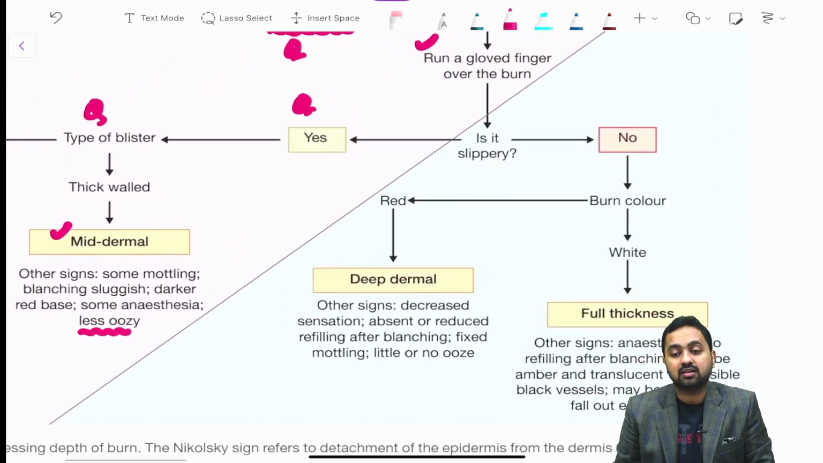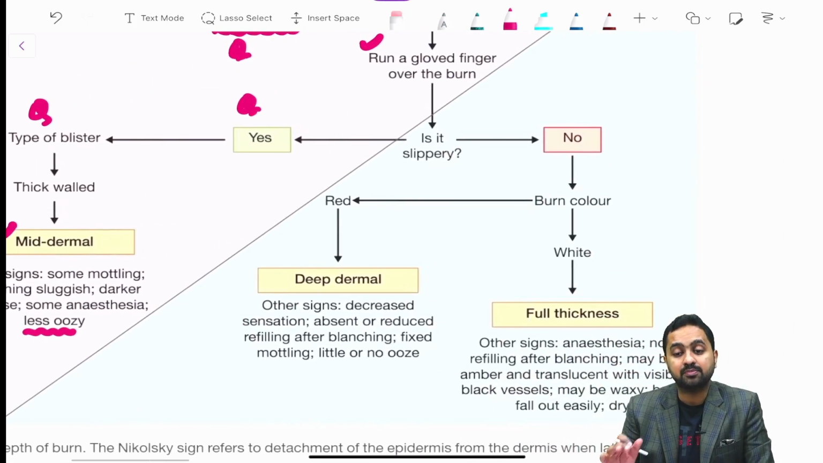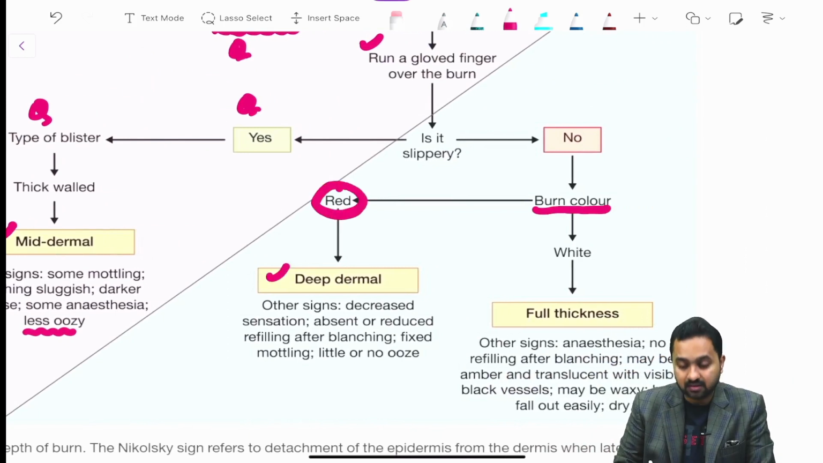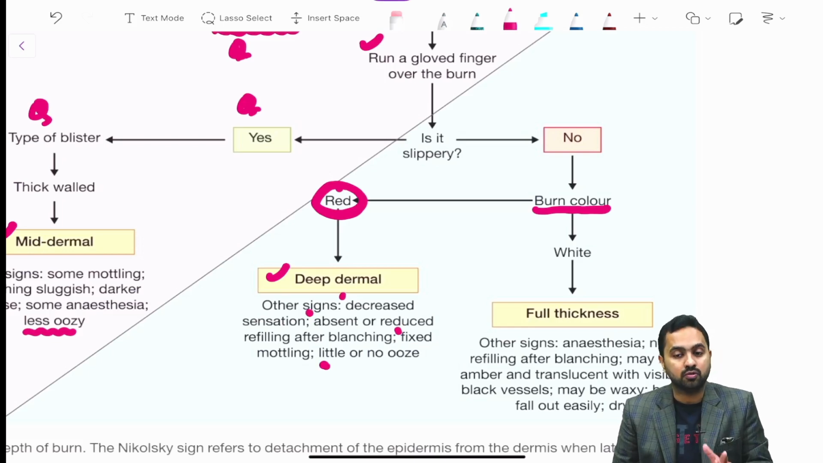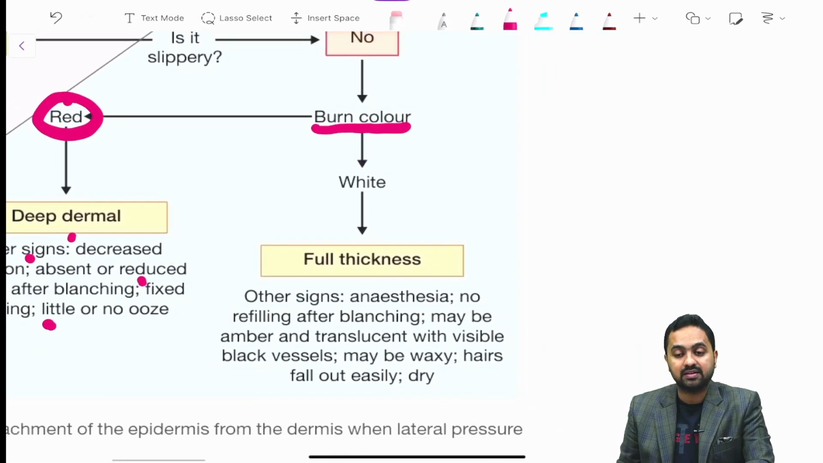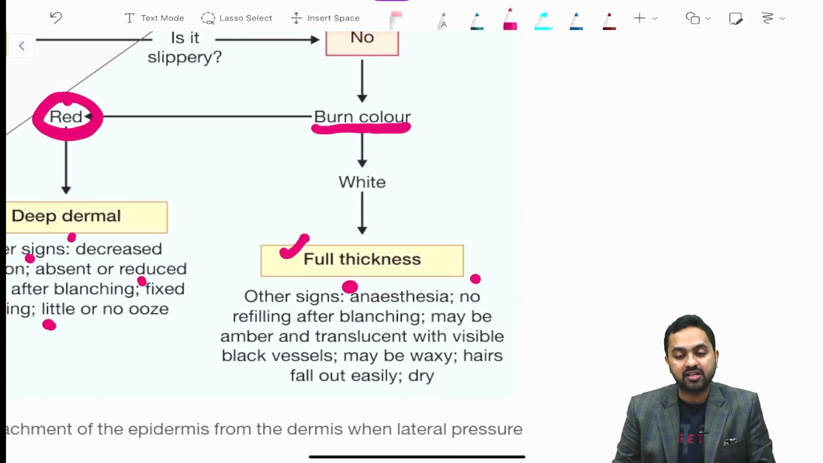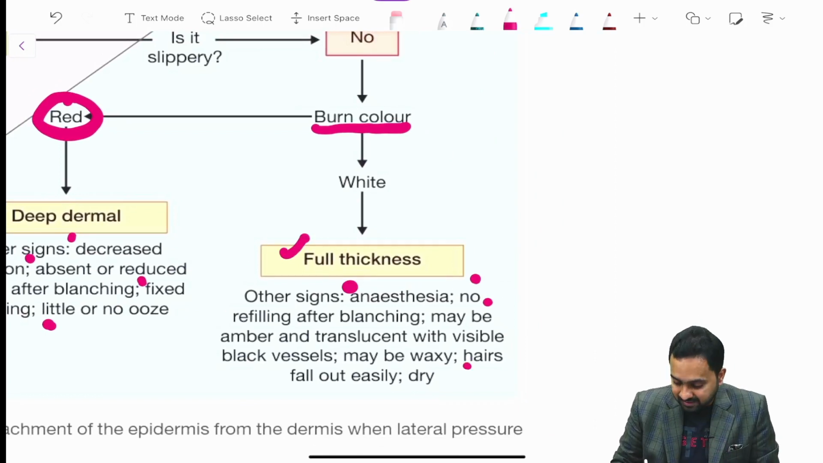Whereas if it is not slippery, then we check the burn color. If the burn color is red, then it is a deep dermal burn, with decreased sensation, absent or reduced feeling, reduced refilling after blanching, fixed mottling and little or no ooze. If the burn color is white, then you have a full thickness burn, which includes anesthesia, no refilling after blanching, maybe amber or translucent with visible black vessels, waxy, hairs fall out easily, and dry.